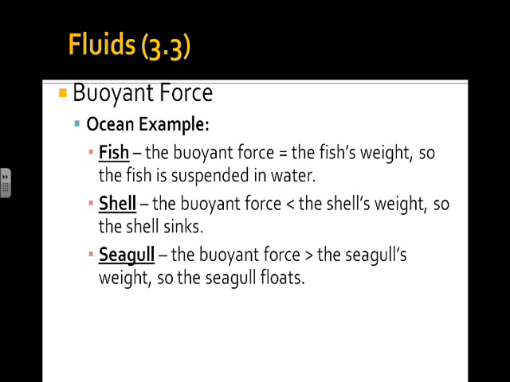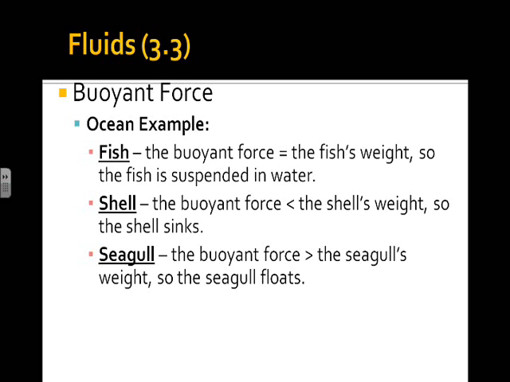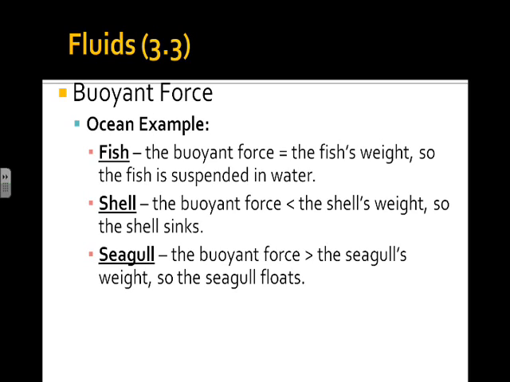Now, a seagull can actually float on top of the water. I'm sure you've seen that before if you've been to the beach. So that means that the buoyant force of the water is greater than the seagull's weight, so the seagull can float. Anything whose weight is less than the buoyant force can float on top of the water.